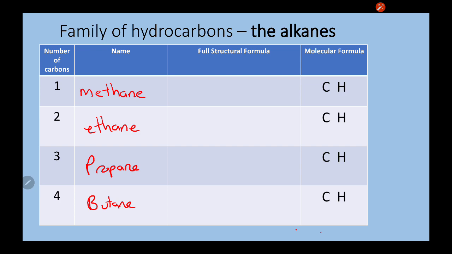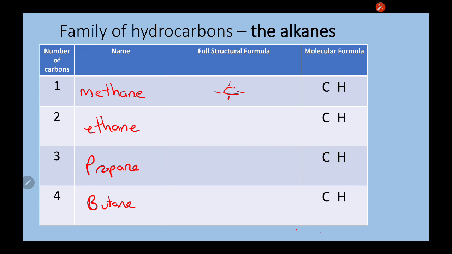So we need to be able to draw something called a full structural formula. A full structural formula tells us not only what elements are in a compound, but how they're arranged. So we know that because it's a hydrocarbon, we're only going to be dealing with carbon and hydrogen. We know because it's methane that there's only going to be one carbon. We know that carbon needs to have 4 bonds attached. That was one of our rules.